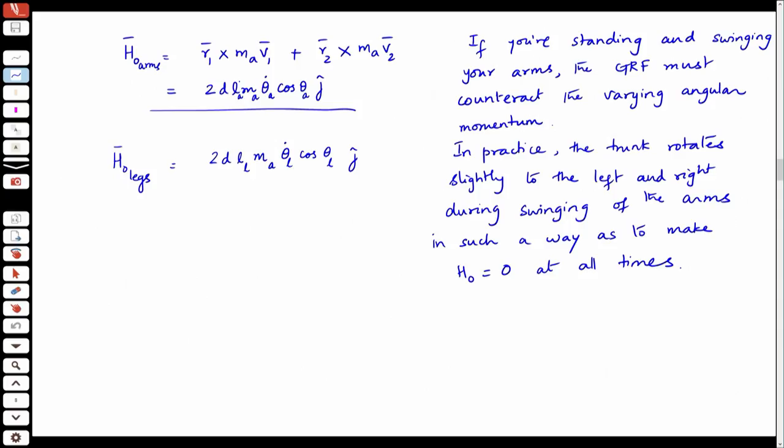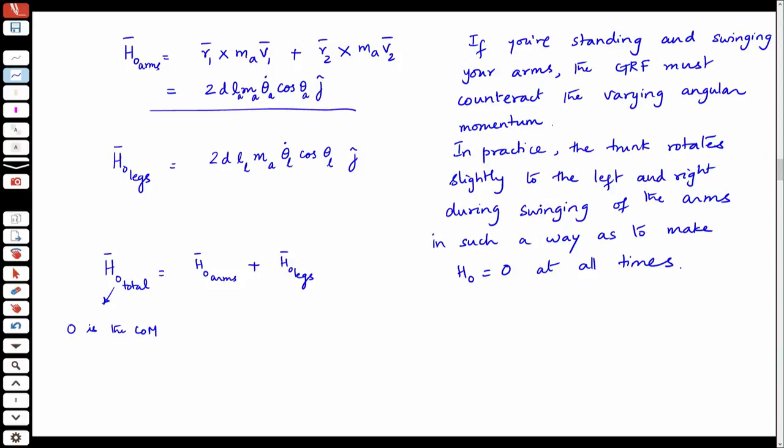So we were looking at the swinging of the arms and the legs, and you look at the total angular momentum about the center of mass, here O is the center of mass in this case. Total equals this plus that of the legs. So, for it to cancel out, they have to be in opposite directions.